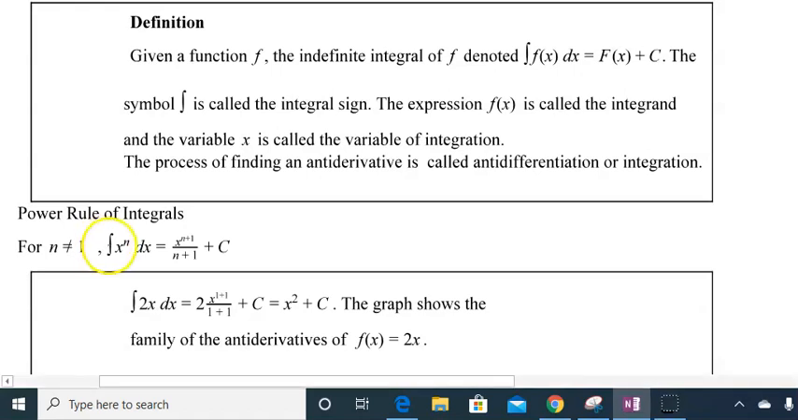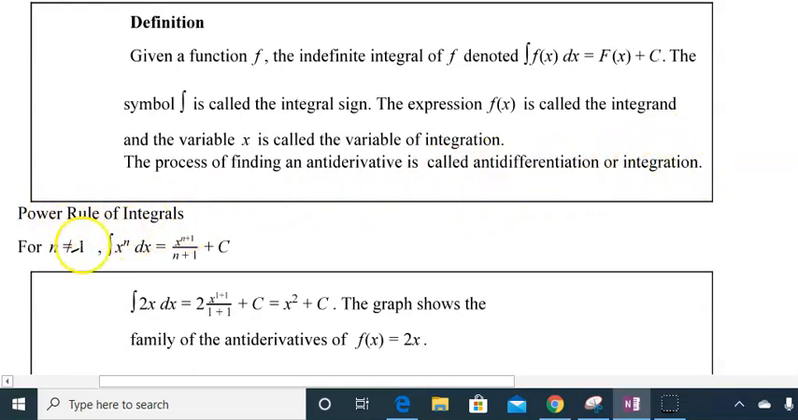Given a function f, the indefinite integral of f, denoted integral of f of x dx, is equal to uppercase F of x plus C. The symbol looking like an S is called the integral sign. The expression f of x is called the integrand, and the variable x is called the variable of integration. The process of finding an antiderivative is called antidifferentiation or integration.